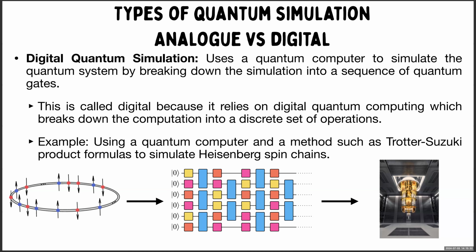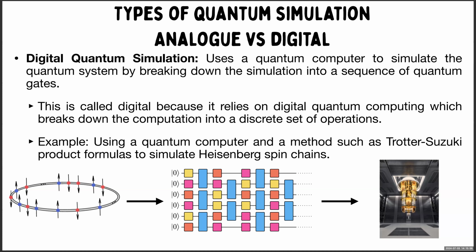And the reason why this is called digital is because, as I say here, it relies on digital quantum computing, which means that the computation is broken down into discrete steps. You're not using continuous states, you're using qubits instead of continuous variable states. An example of this would be to use a quantum computer and a method such as Suzuki-Trotter product formulas to simulate Heisenberg spin chains.